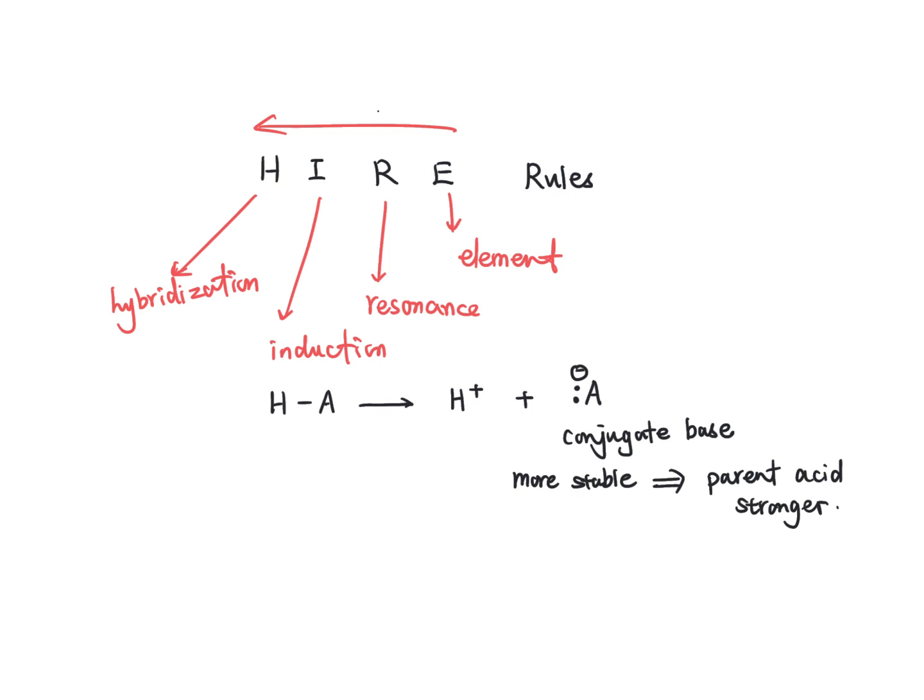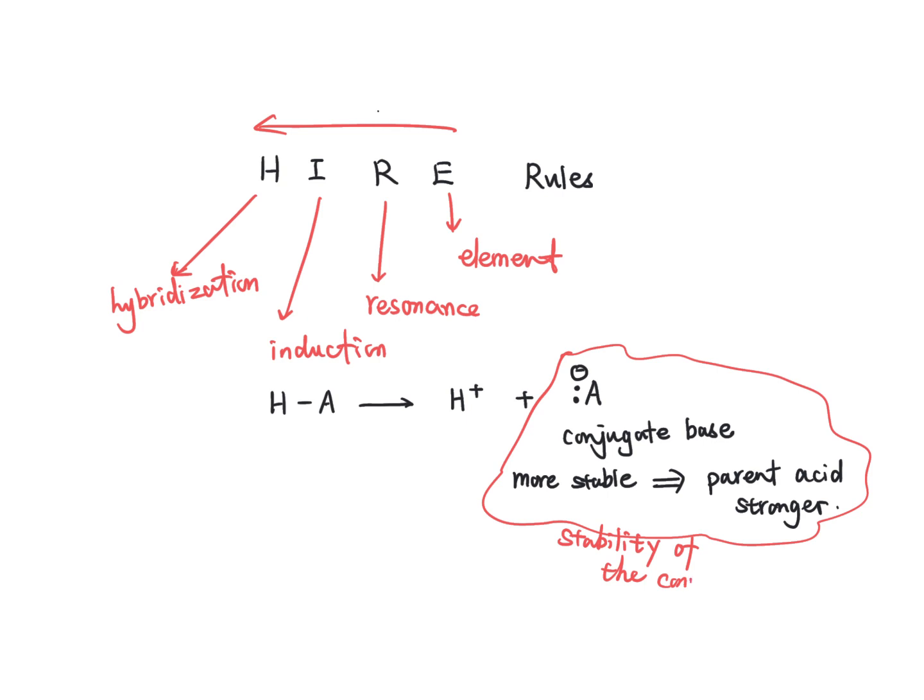So basically, when we apply the HIRE rule, what we are looking at here is not the acid. What we are looking at here is the stability of the conjugate base. More stable, that means the parent acid is stronger. So the next question is, how do we know if this conjugate base is more stable or less stable? That is where we will apply the HIRE rule.